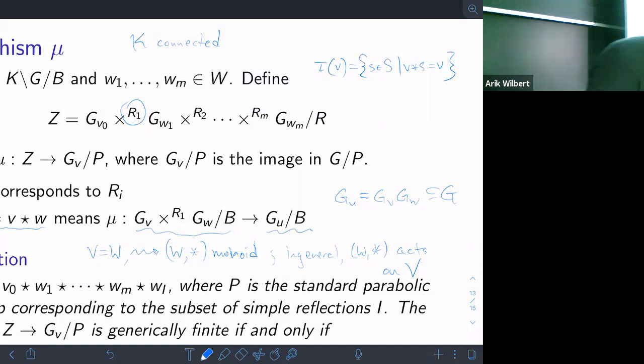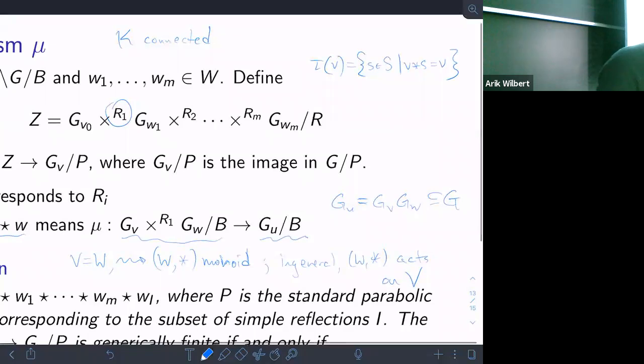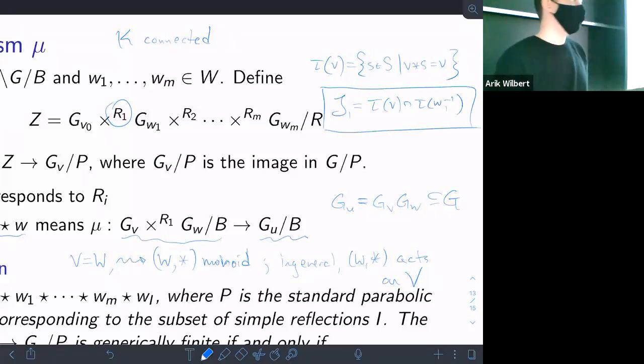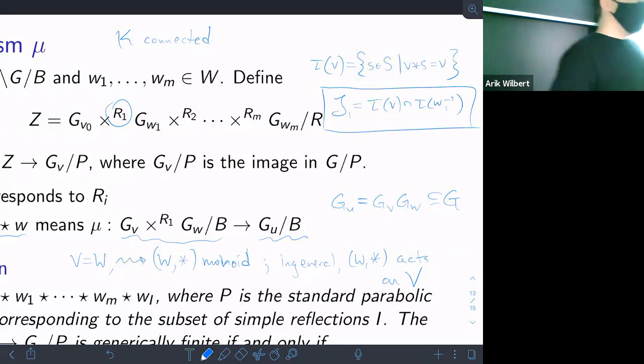But okay, with this definition, I'm going to tell you what R1 is. R1 corresponds to the simple reflections J1. That's tau of V intersect tau of W1 inverse. So the similar formula holds for all of the R's. So if you take that to be your parabolic subgroup there, that's the biggest it can be, and so the smallest fiber dimensions.